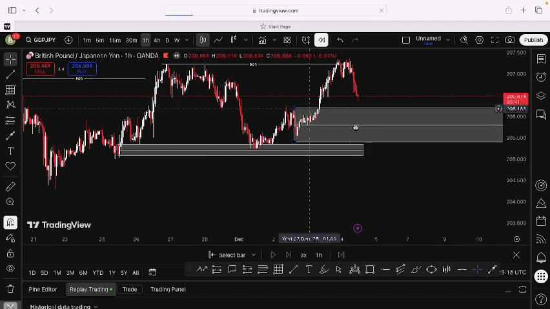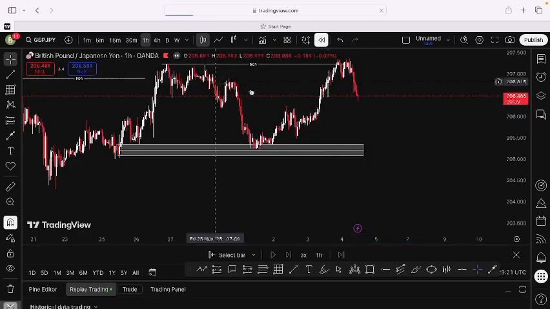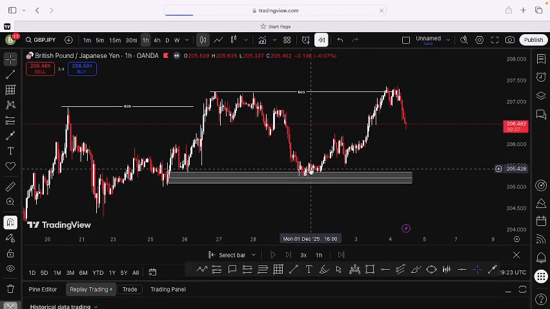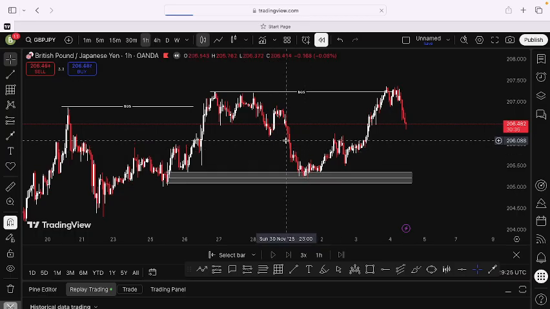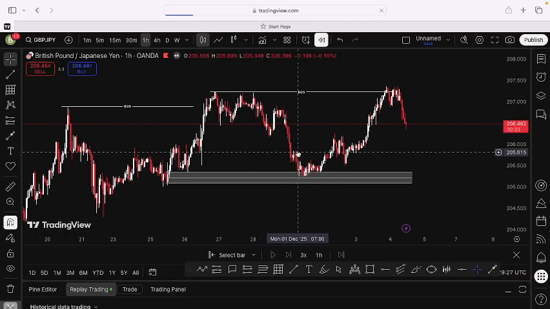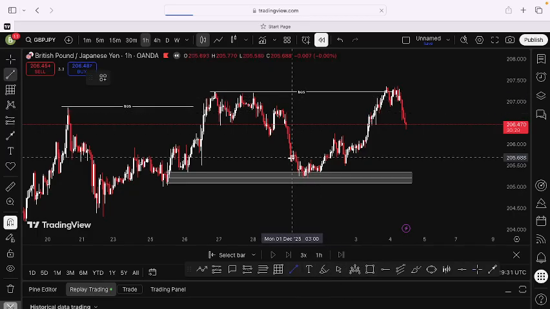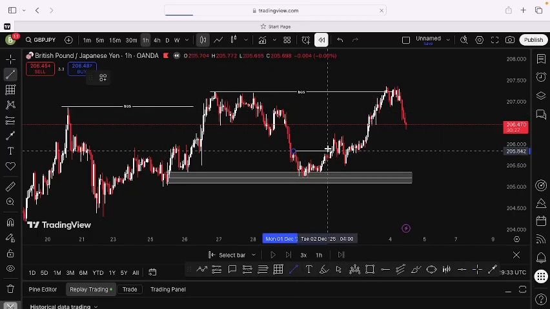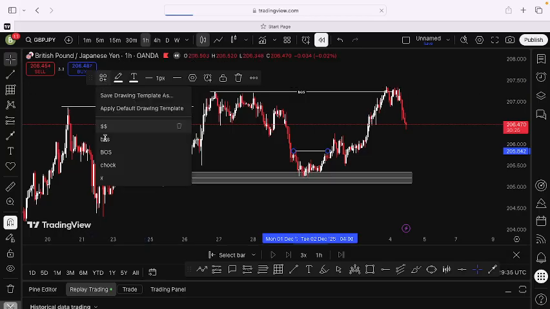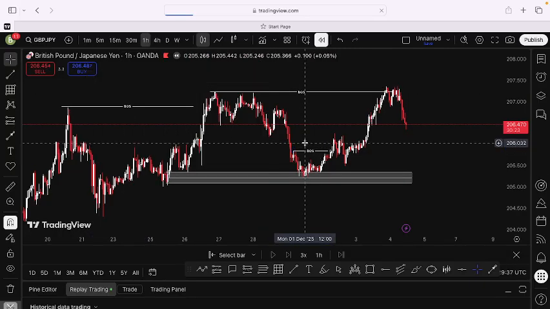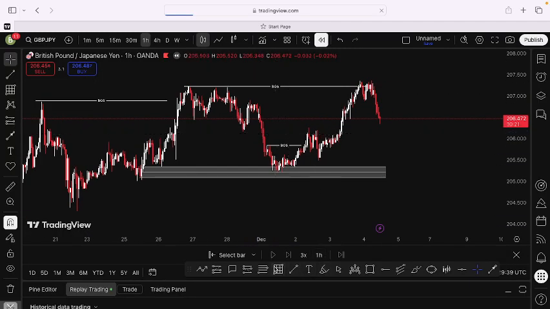So let me just remove this and just show you the entry type that you should have taken on this one here. So as you can see here, this is the 15-minute, this is the 1 hour, and then we had a low, lower high, lower low, then a higher high, of which you should have waited for a change of character, but I'm just going to consider it a break of structure just to make it a bit simple for you guys, just because a change of character is still a break of structure.